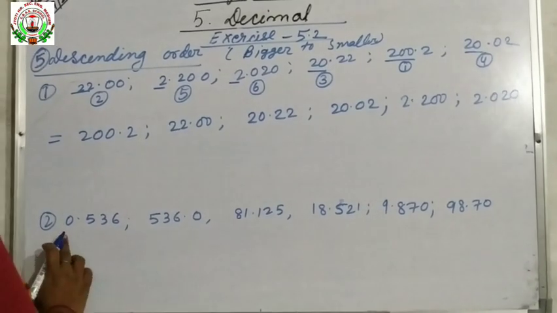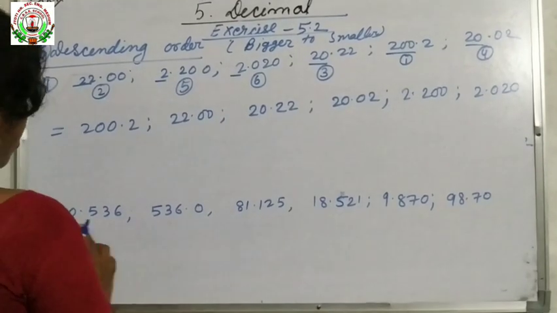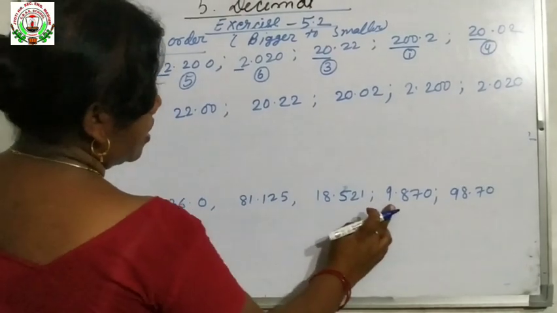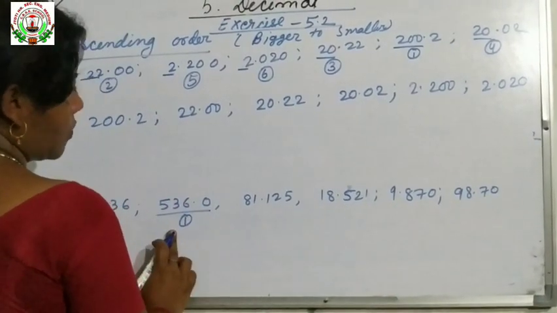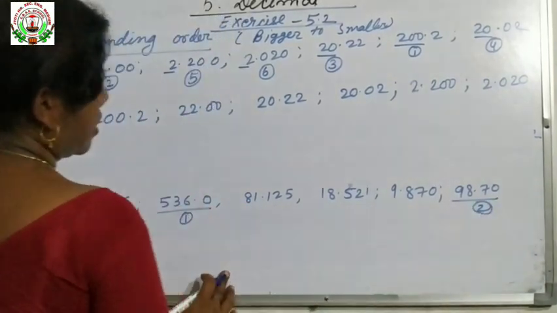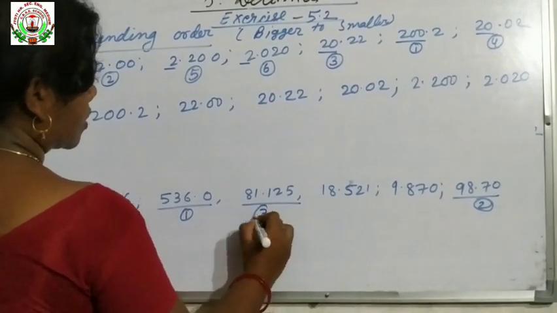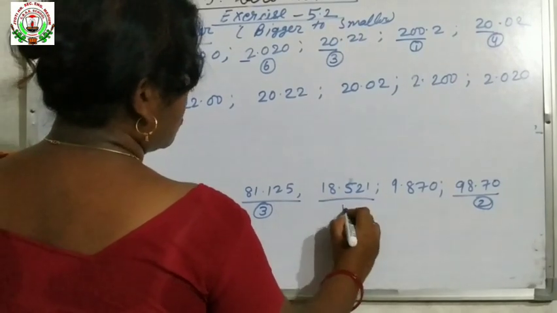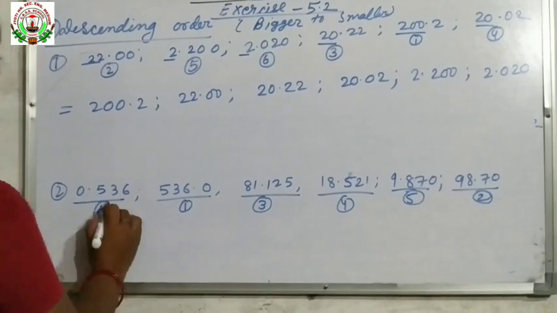Now next we will see question number 2. Look here. First we will see the whole part. It is 0.536, 81, 18, 9, 98. So 536 is the biggest number. So it will come first. After that 98, it will be second. Now next is 81, it will be third. Now after that 18 and 9. So it will be fourth and it is fifth. Then this one is sixth.